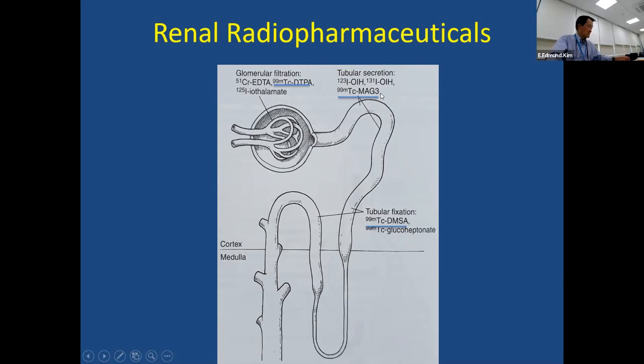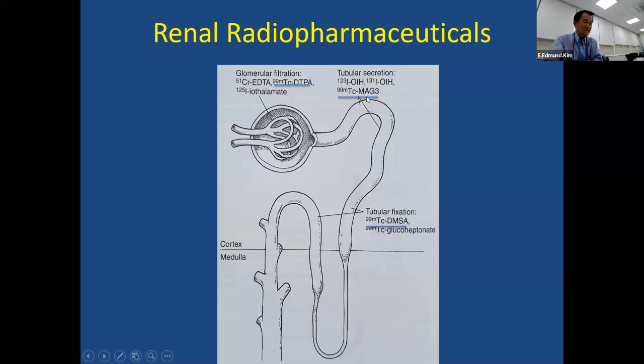Now, hippuran, labeled with iodine 123 or iodine 131, is actively secreted from the proximal tubules, but that's about 80%; 20% is filtered by the glomerulus.